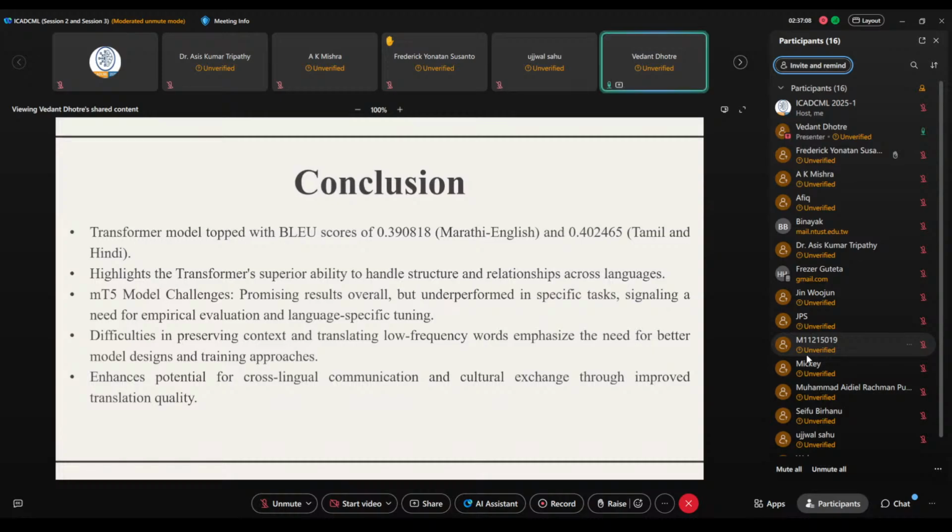So, further difficulties in preserving the context and translating those low-frequency words emphasize the need for some better model designs and training approaches. And of course, there is some potential for cross-lingual communication, enhancing that potential, and some cultural exchange through the improved translation quality.